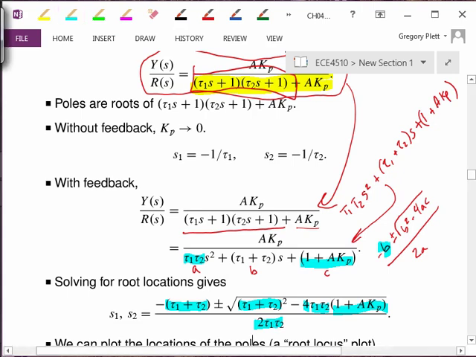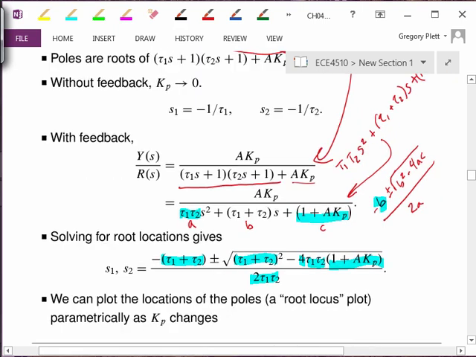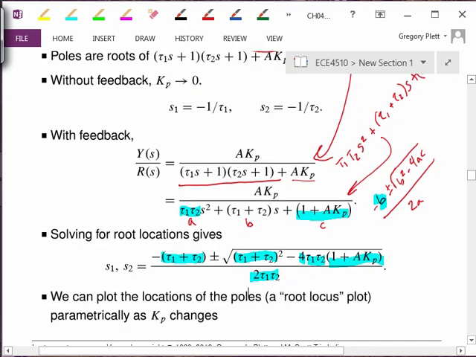Well, if all these terms are positive, tau 1 and tau 2 and a and kp are positive, it's actually possible to plot generically where the roots are going to be for different values of k in what we're calling a root locus plot. And this is something we're going to study later on in the course. I think in chapters 6 and 7, we're going to study this very extensively. It's going to be very important for us.